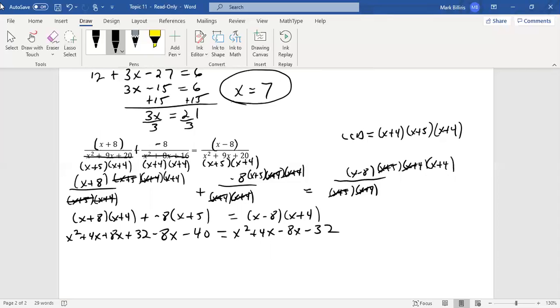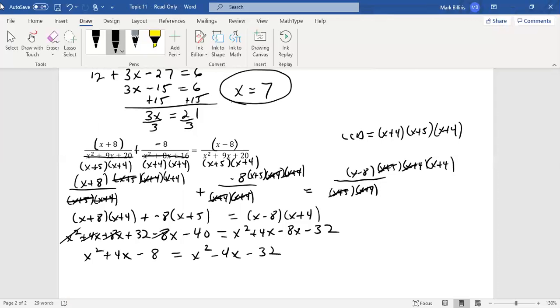So next, let's collect like terms on each side individually. So there's only 1x squared on the left-hand side. Now I'm adding 4x plus 8x, which is 12x, minus 8x is 4x. So again, positive 4 plus 8 is 12, minus 8 is 4. And then we have 32 minus 40, which is negative 8. On the right-hand side, we have x squared. Positive 4 minus 8 is negative 4x, and we have minus 32.